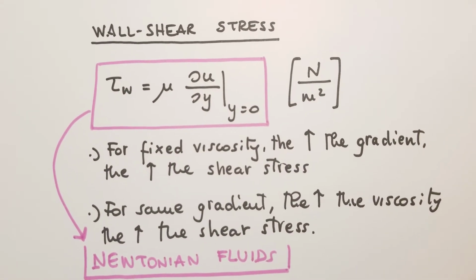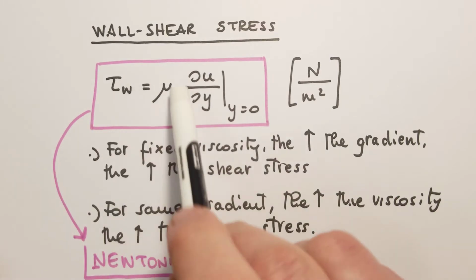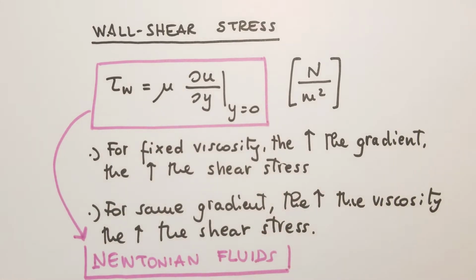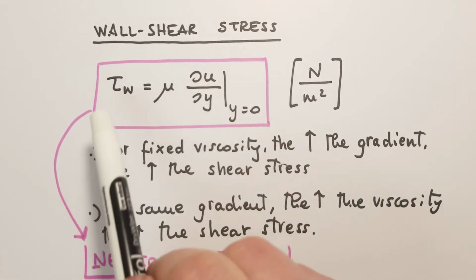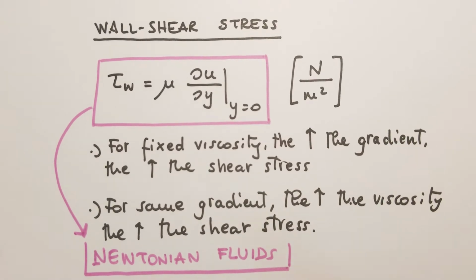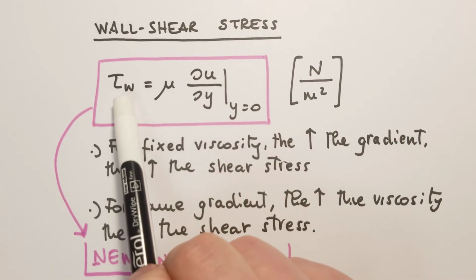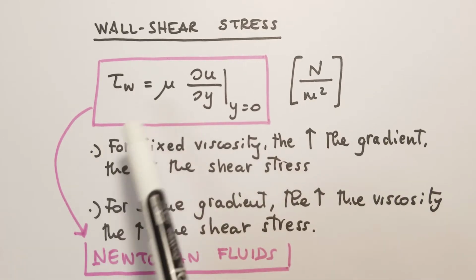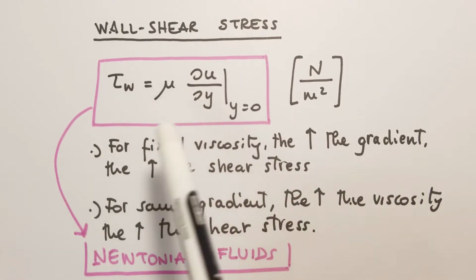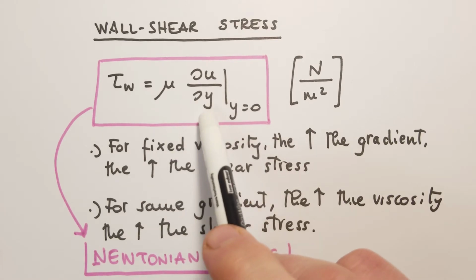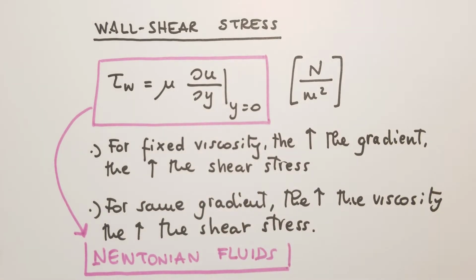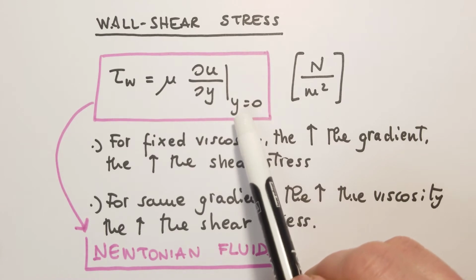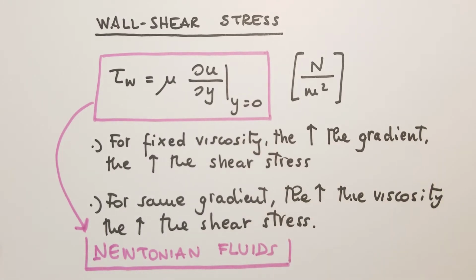So the wall shear stress actually has a mathematical form that's similar to Fourier's law. We indicate the wall shear stress by the letter tau with the subscript W for wall, equal to the dynamic viscosity times the gradient of the streamwise velocity with respect to y, evaluated at the surface y equals 0. And the units of the wall shear stress are newtons divided by meters squared.